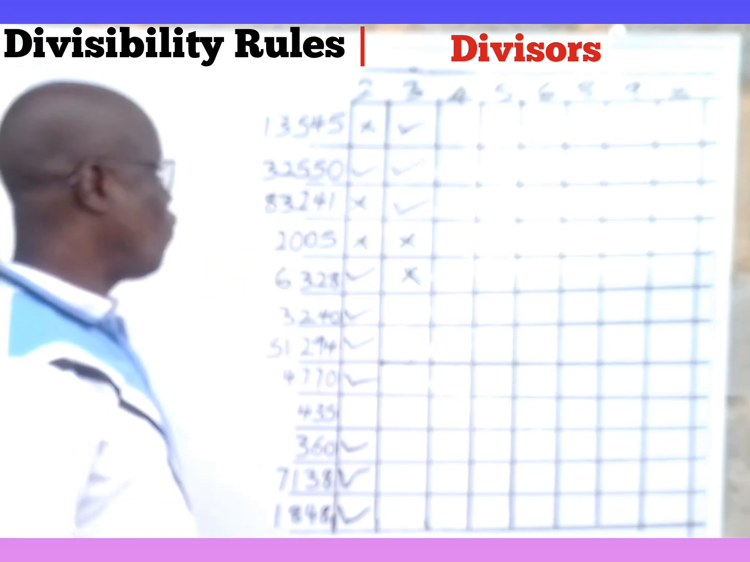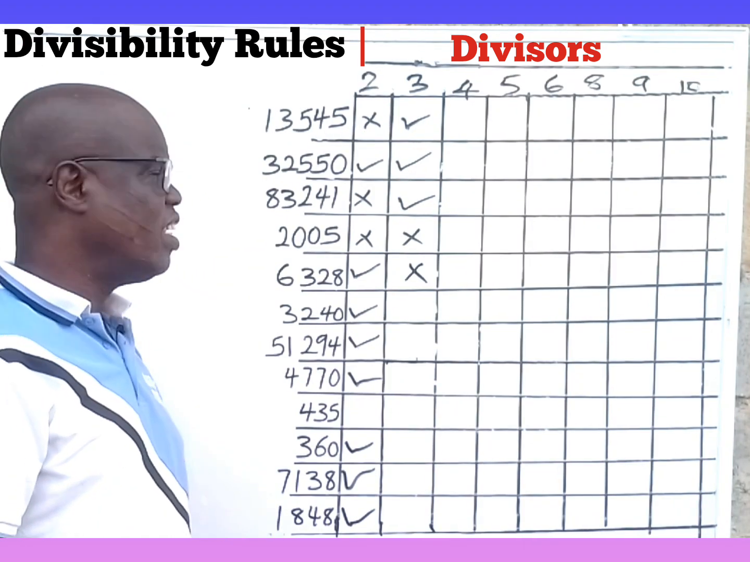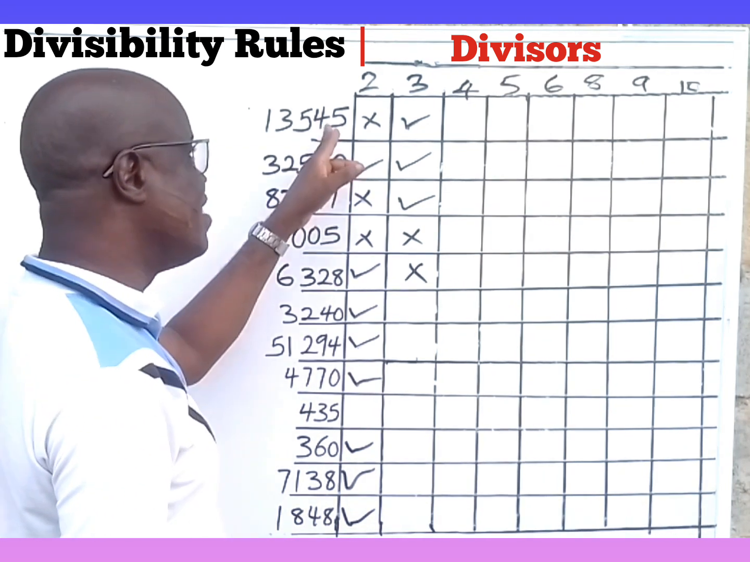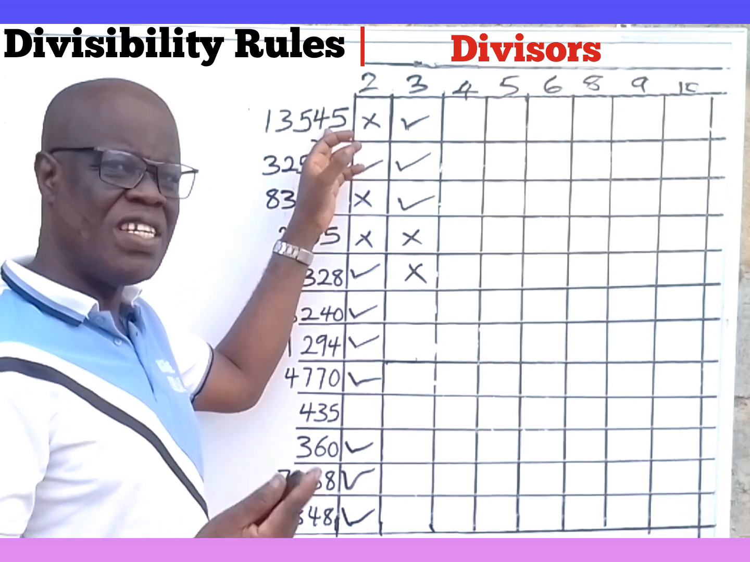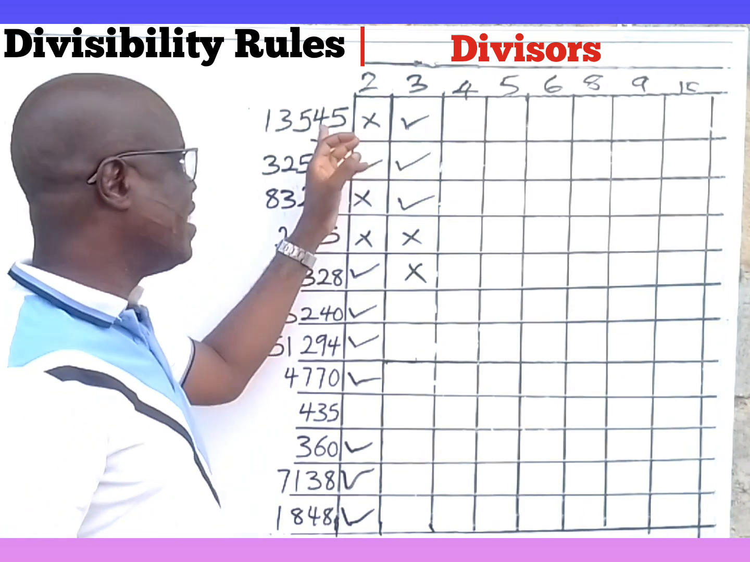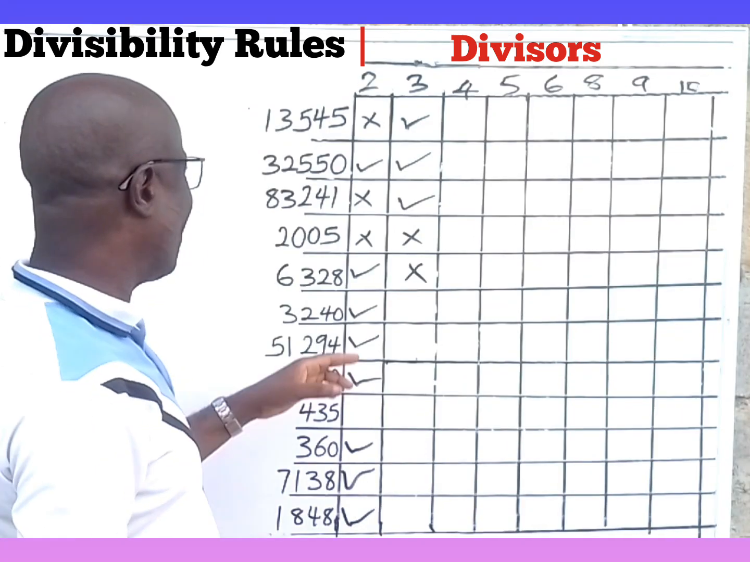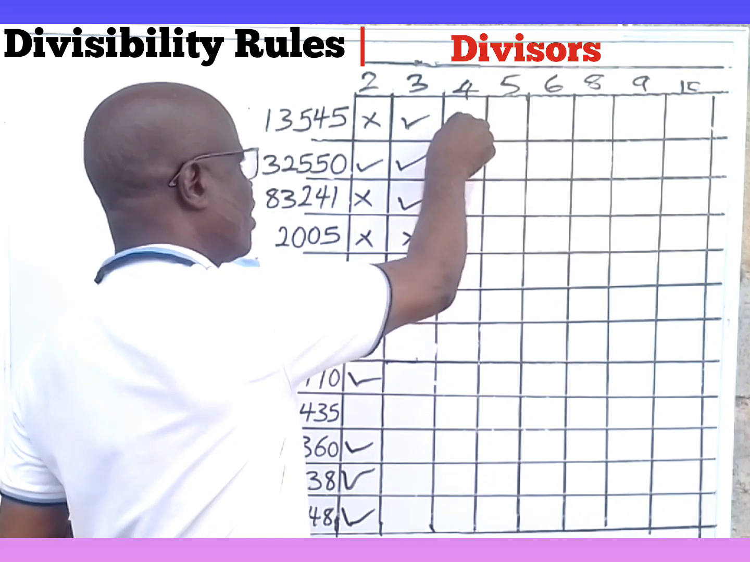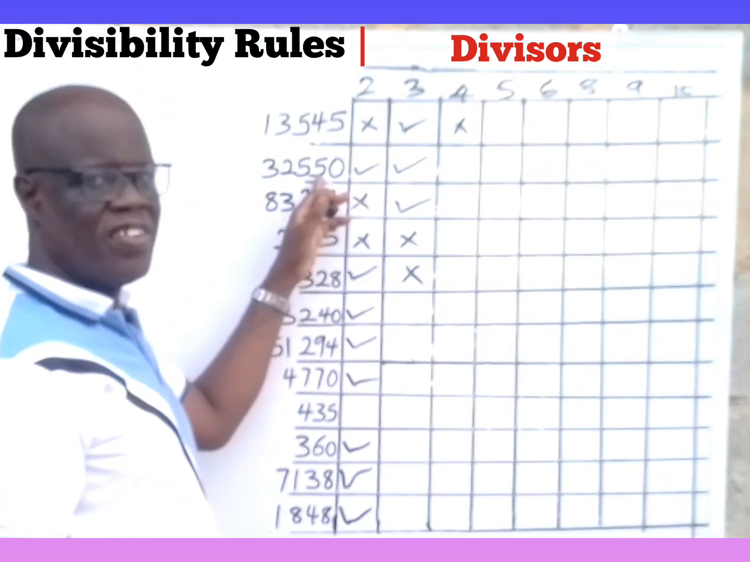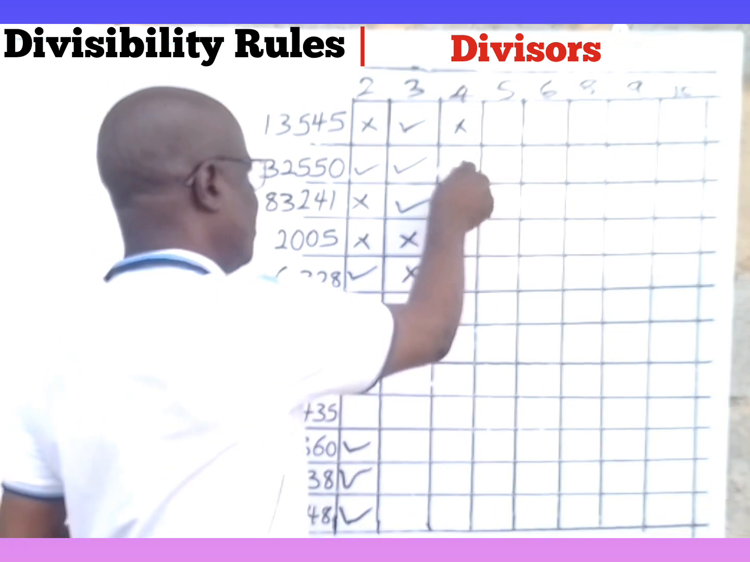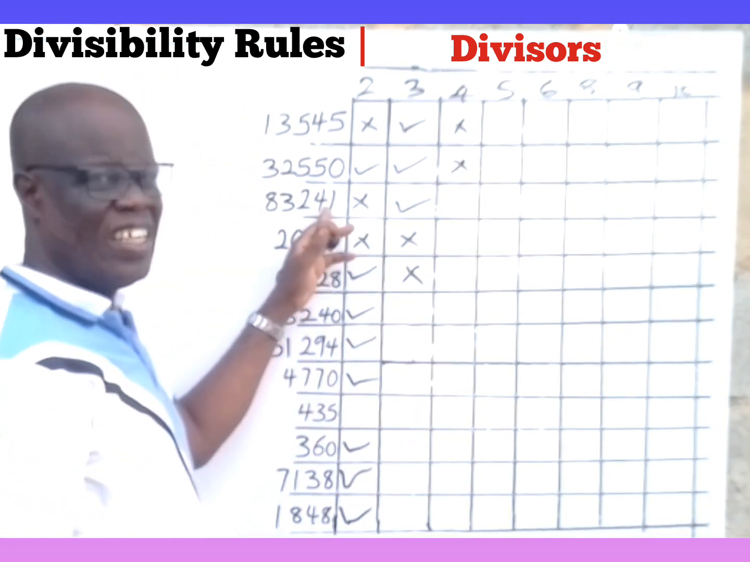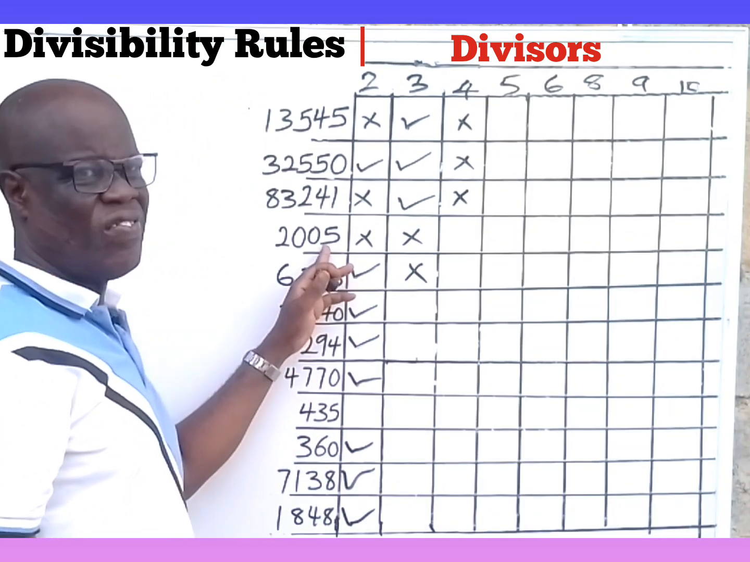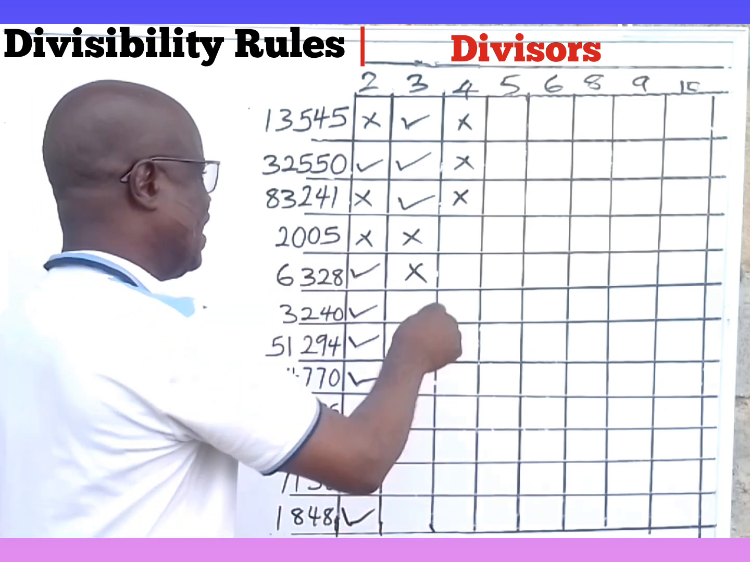Now let's look at 4. How do you know that a particular number can be divided by 4 exactly without remainder? If the last 2 digits form a number that can be divided by 4, therefore that number can be divided by 4. Now look at it. This is 45. 45 divided by 4, there will be remainder. So this one cannot be. This is 50. 50 divided by 4, there will be remainder. This cannot also be. This is 41. If you divide 41 by 4, there will be remainder. This cannot be. This is 5. If you divide 5 by 4, you will have remainder.